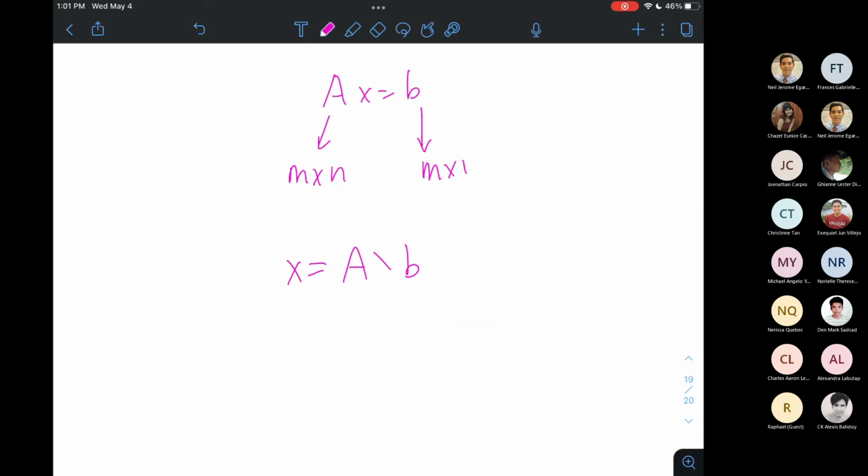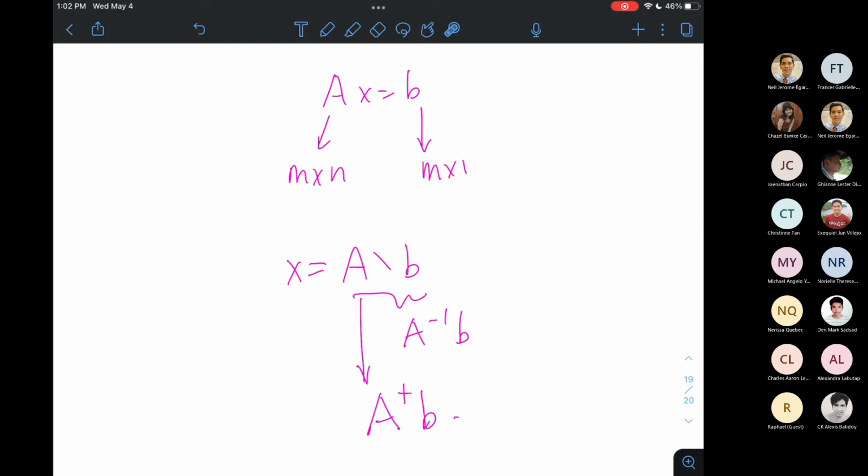All right? So kung si A ay invertible, ito ay kinocompute ni MATLAB to be A inverse B. Bibigyan niya yung unique solution. Pero kung si A ay hindi invertible, ito ay kukompute ni MATLAB as A pseudo inverse times B. So in either case, A backslash B will give us the least square solution for the system AX equals B. Okay? So kung gusto nyo mag-verify ng mga examples, pwede nyo pagawa kay MATLAB yung A backslash B.